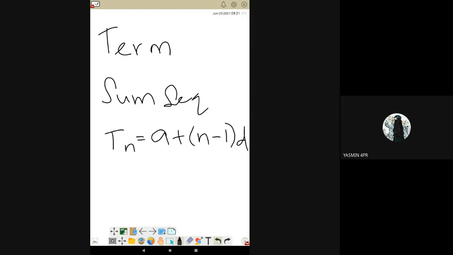So this is for term. We want to find the first term, the third term, fifth term, or 20th term. So we will use this formula. For another one, the sum of sequence, we will use Sn equals to n over 2 times 2a plus n minus 1 d. So this is sum of sequence.